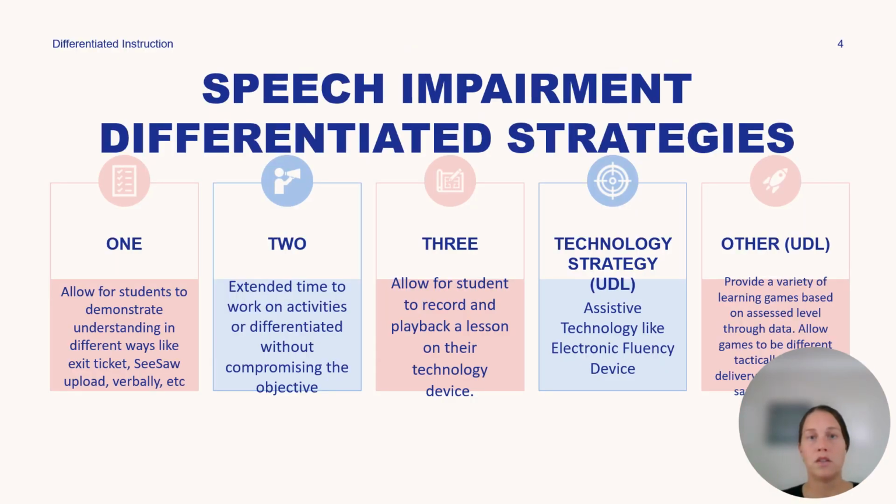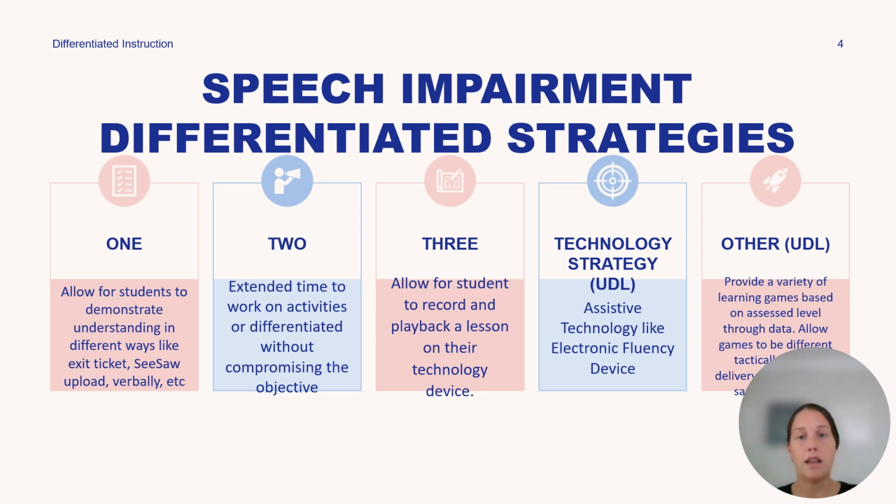While thinking of these students and the students I will have in my future classroom next year, I thought about my speech impairment students specifically, because I will be in the resource room. The differentiated strategies that I've come up with that I'm going to use for them start with number 1. Allow the students to demonstrate understanding in different ways, like a paper exit ticket or technology, which would be Seesaw, where they can load their answers onto the camera, or verbally express them to me. Secondly, extended time to work on activities that are differentiated without compromising the objective.